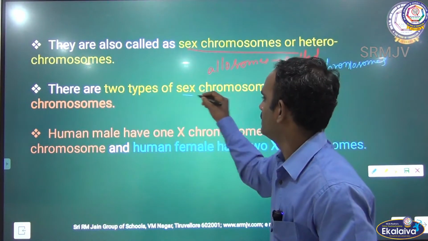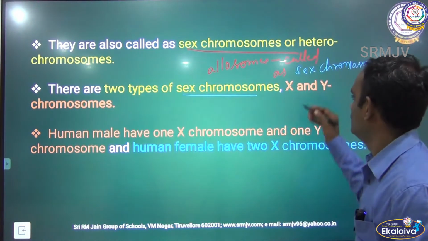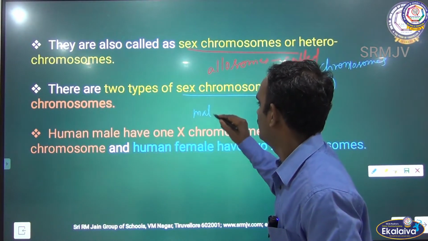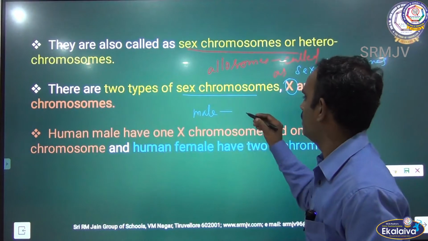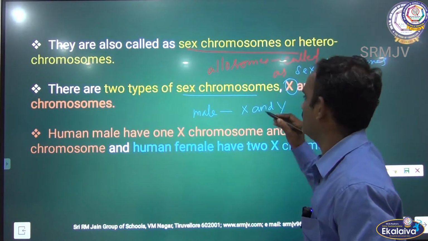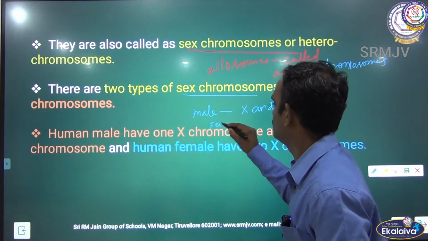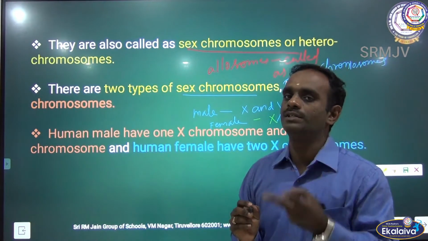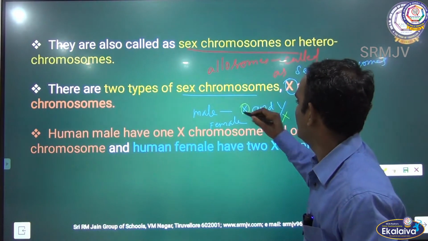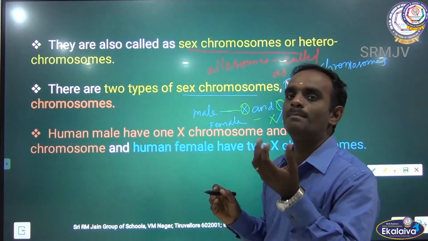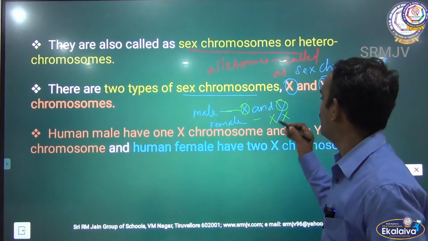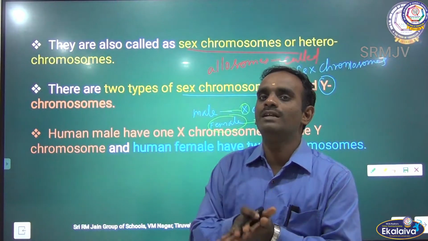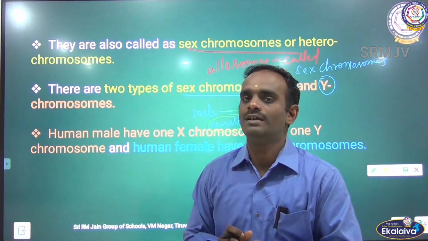There are two different types of sex chromosomes in human beings. One is the X chromosome, another one is the Y chromosome. In male, the sex chromosomes are X and Y. In female, the sex chromosomes are XX. So if the last 23rd pair is XY, the individual is male. If the last 23rd pair is XX, the individual is female. So the last pair only determines the sex of an individual. Clear, children?